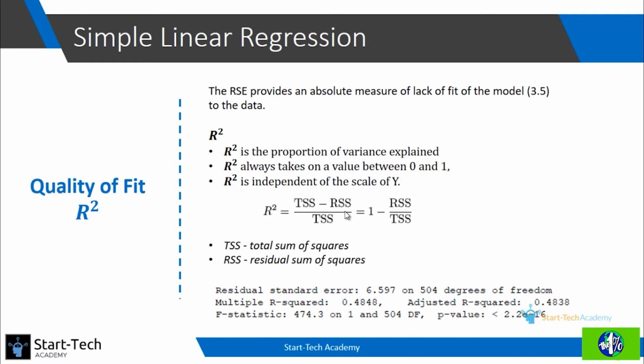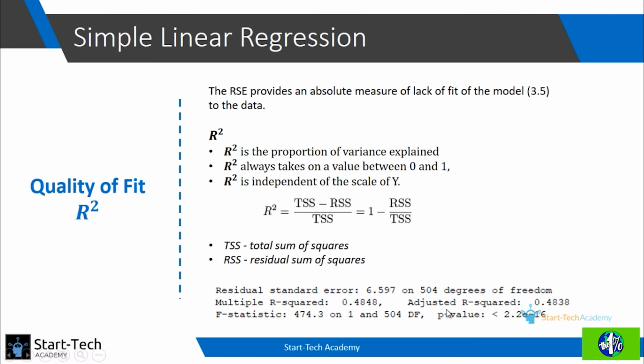For our model, the result given by the software package is that residual standard error was 6.59, R squared value is 0.48. So it is somewhere between 0 and 1. Nearly 50% of the variability of the response variable is handled by the model that we constructed.